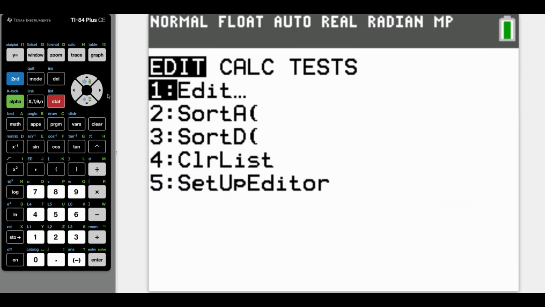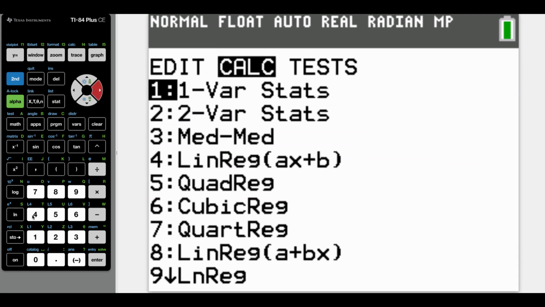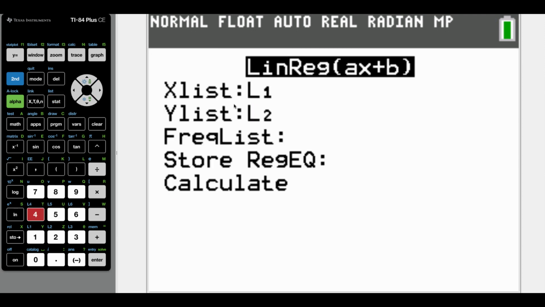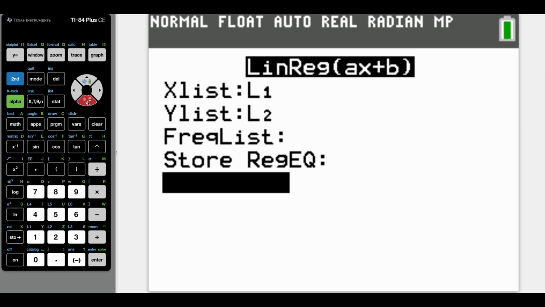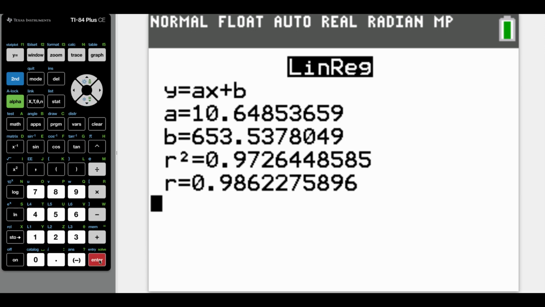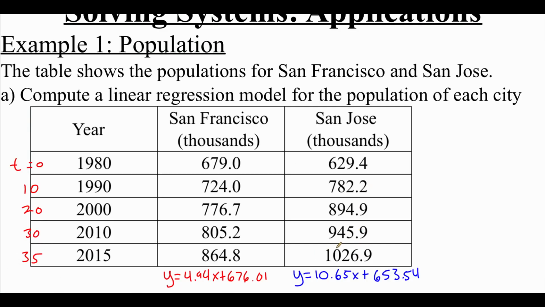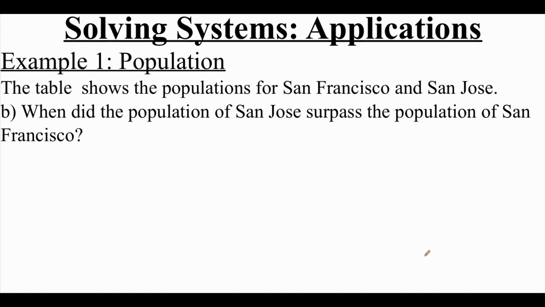I'm going to go Stat, go over to Calc, and linreg number 4. Pulling my data from list 1 and list 2 again, so I'm going down to Calculate. I hit Enter, and I'm going to go 2 decimal places again. So we've got an A value of 10.65 and a B value of 653.54. So then for San Jose, the equation we get is y equals 10.65x plus 653.54.